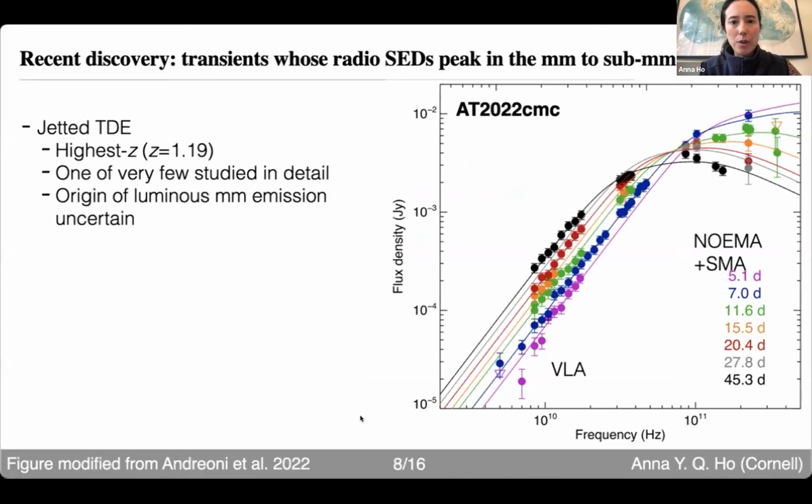This is another well-known object, AT2022cmc. This was very likely a jetted tidal disruption event. It's the highest redshift such object discovered to date, but it was actually found by an optical time domain survey. These are pretty rare events, so this is one of only a handful of such objects studied in any detail. I'm showing here the evolution of the radio SED. I triggered some NOEMA and SMA observations for this event, and it really peaked at high frequencies for a long time. At this point you can ask the question, why did this event peak at such high frequencies for so long? Why is it different from other sorts of transients that we see? And I don't think we actually know the answer to that.